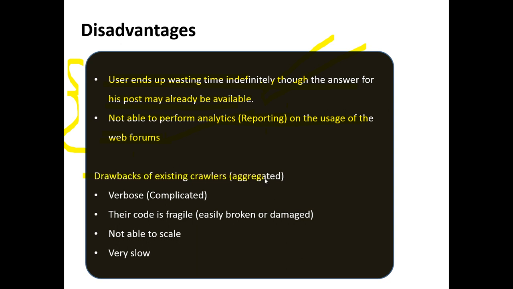The drawbacks of the existing technologies are as follows. They are very complicated. The API that I mentioned earlier, the web Phoenix, the scraping, all those things are very complicated algorithms which take a lot of time, and their code is fragile. It could easily be broken or damaged at any point of time in the future, for example. They are also not able to scale. They are okay for small scale applications, but if you want to crawl some thousand pages, they are not able to do it. And of course it is very slow because of their complex nature. So these are the disadvantages of the existing system.